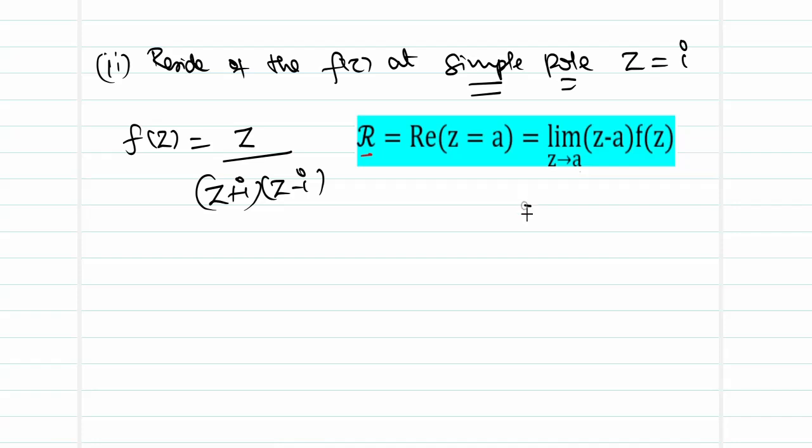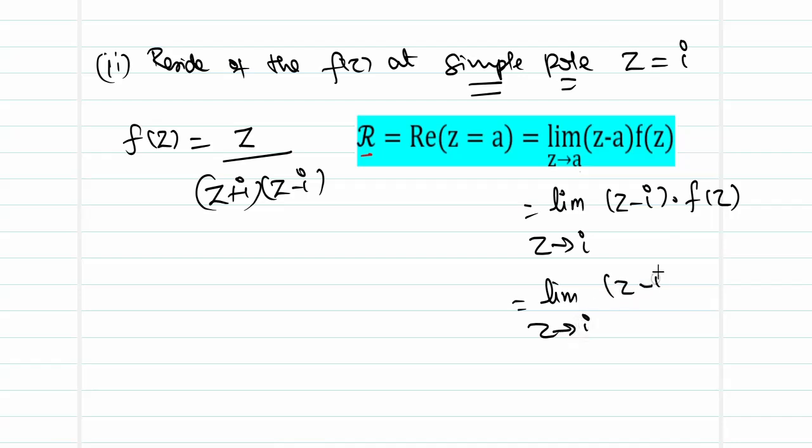So I have this equal to limit z tending to, what is my pole here? i, z minus i into my function f of z. So this is limit z tending to i, z minus i into, what is my function f of z? Copy paste it from over here, z divided by z plus i into z minus i. Now we can see automatically the point at which we estimate the pole will get cancelled off, leaving you with substitution for the other point alone. Now it's time to replace z wherever it appears with the point i.